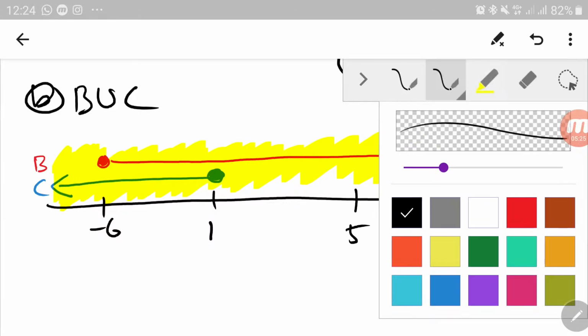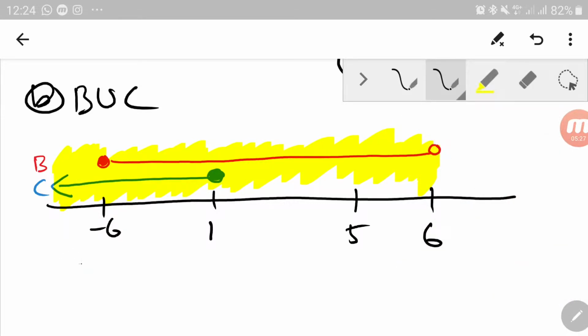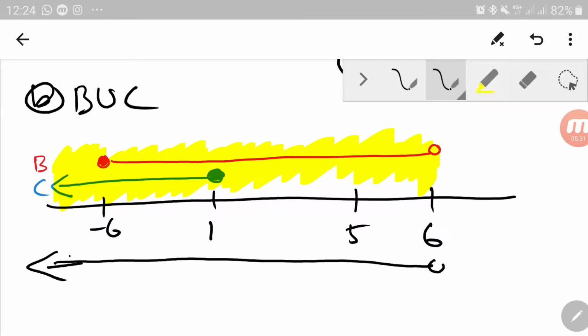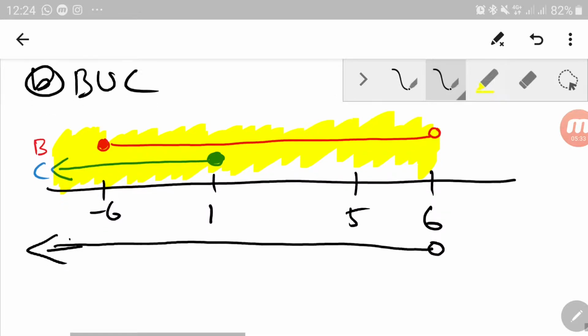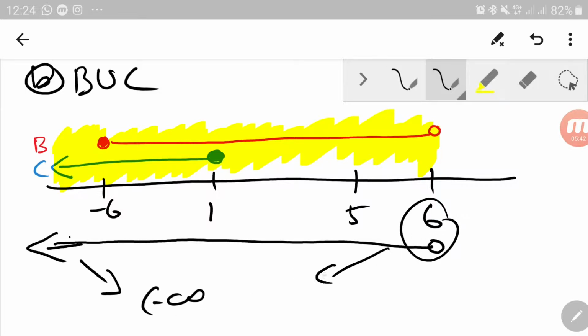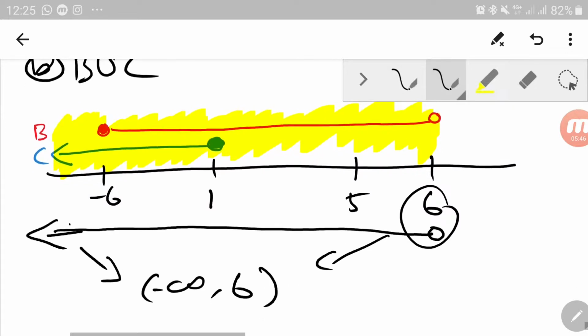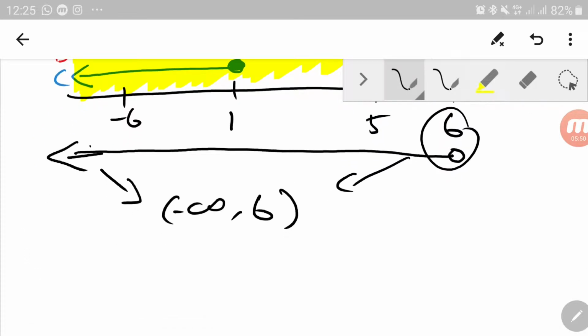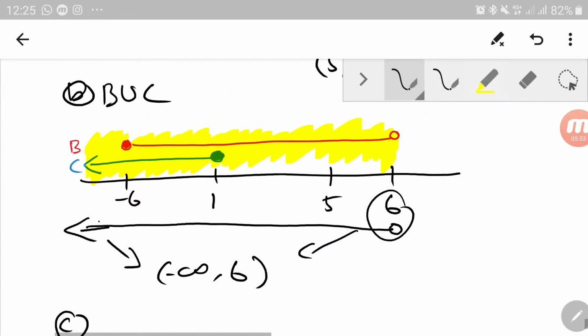So our answer is, we take the arrow here, and then until 6, an open, empty circle. So the answer is this one. The arrow pointing to the left is minus infinity, and then 6 here is just 6. Put a comma, don't forget, and then an open bracket. So that's the answer for B union C. Now let's continue with the next one.